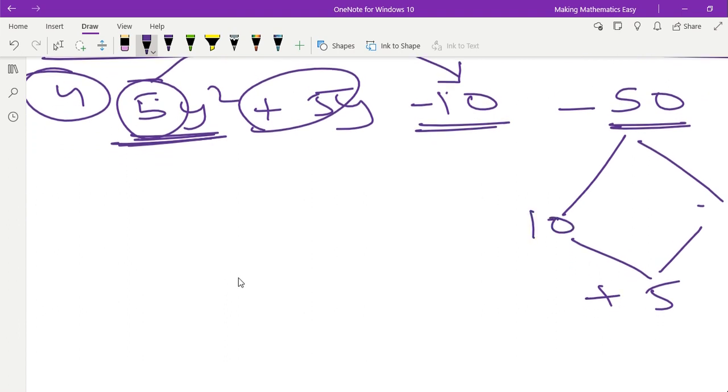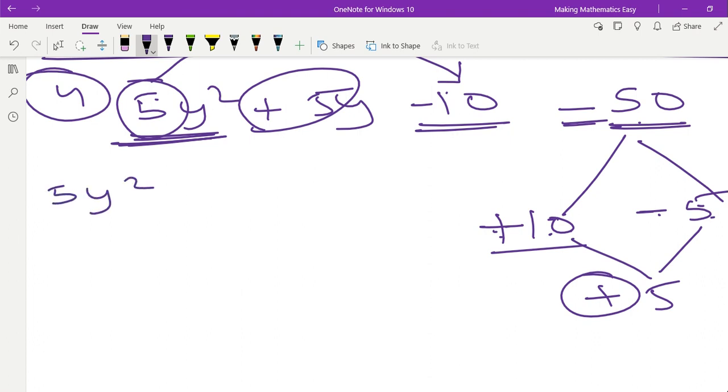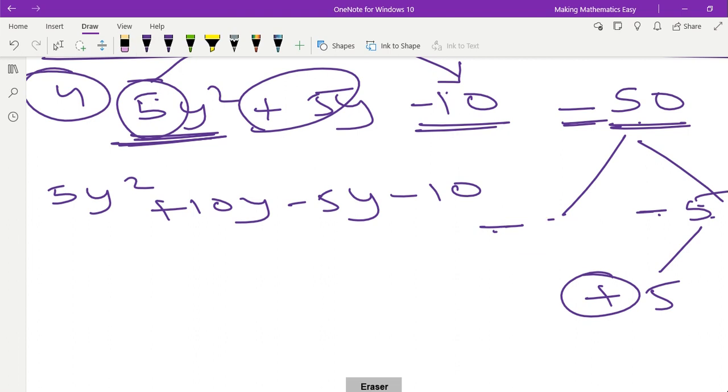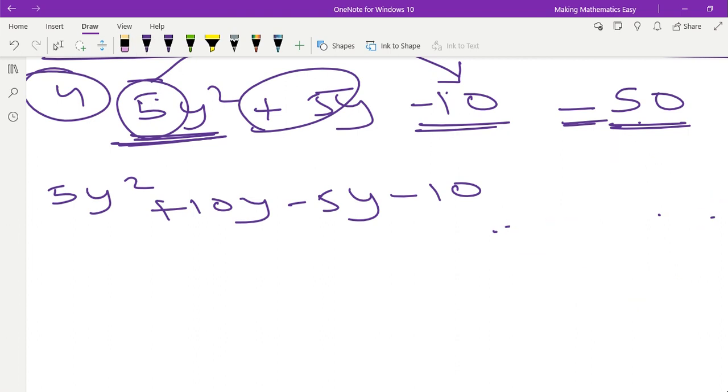Okay, so I'll take 10 fives are 50. This is plus, so this will go to the bigger number always. Now if I want negative 50, I'll have to do minus over here, because 10 fives are 50, plus minus minus, plus 10 minus 5 is plus 5. So we have got the factors. So this is plus 10y minus 5y minus 10. Okay, I hope you got this. I'm rubbing this. You can make a note of that separately.